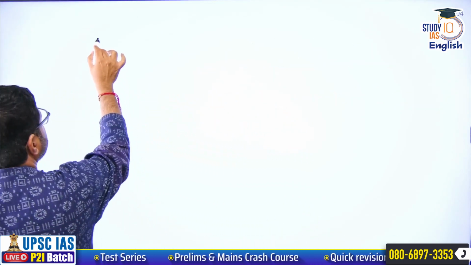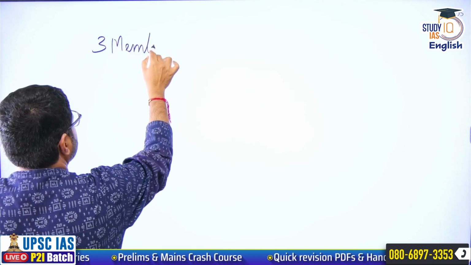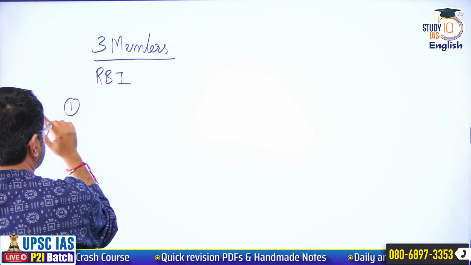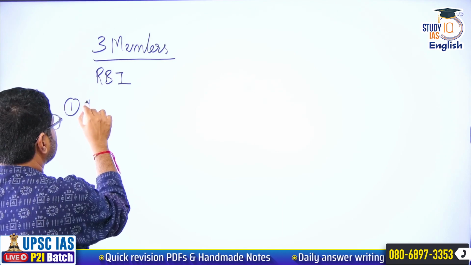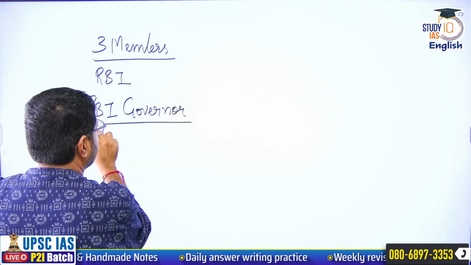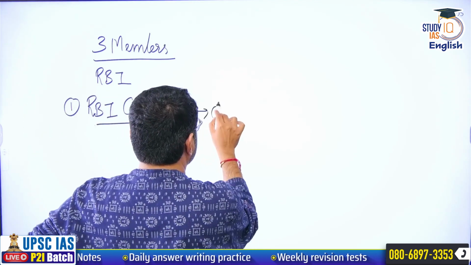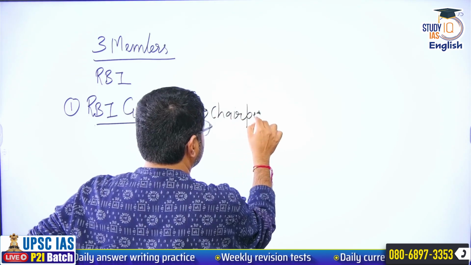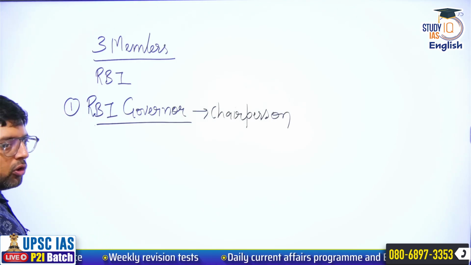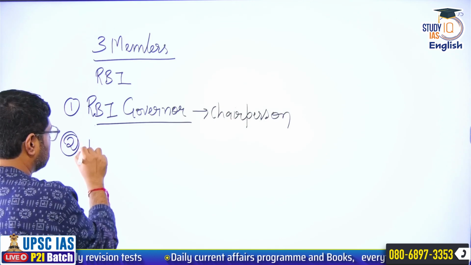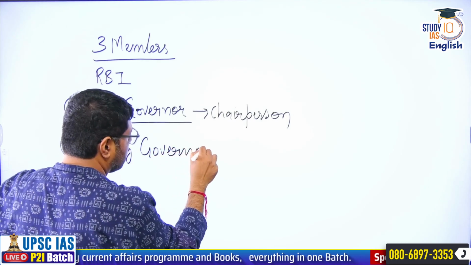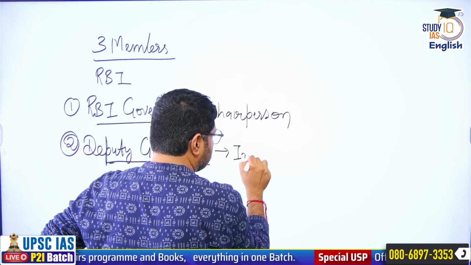So basically, out of 6 members, 3 members are from RBI. So these members are basically RBI governor, who is the chairperson of Monetary Policy Committee. Number two, deputy governor, you can say, in charge of Monetary Policy Department.